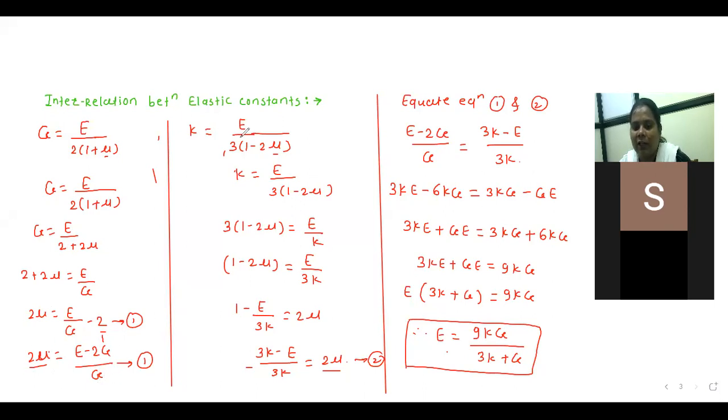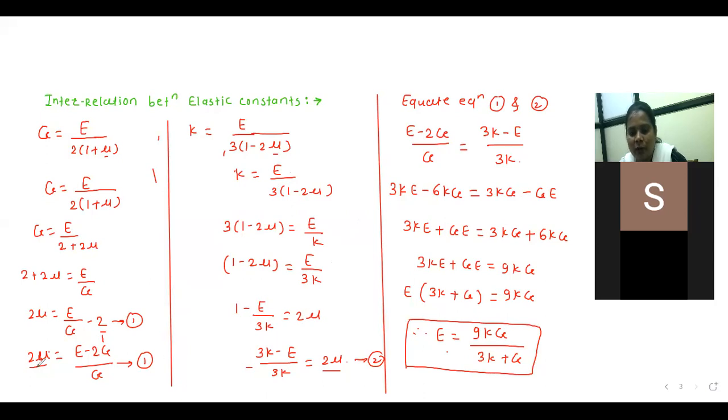Now from the second equation, you have to rearrange in terms of mu. So K is equal to E divided by 3(1 - 2 mu). You could multiply by the 3 bracket, no problem, but complications occurred, that's why I have not multiplied. So 3(1 - 2 mu) is equal to E divided by K. This K moves to the right side, so 1 - 2 mu is equal to E divided by 3K, again the 3 goes to the denominator. So 1 - E divided by 3K is equal to 2 mu.